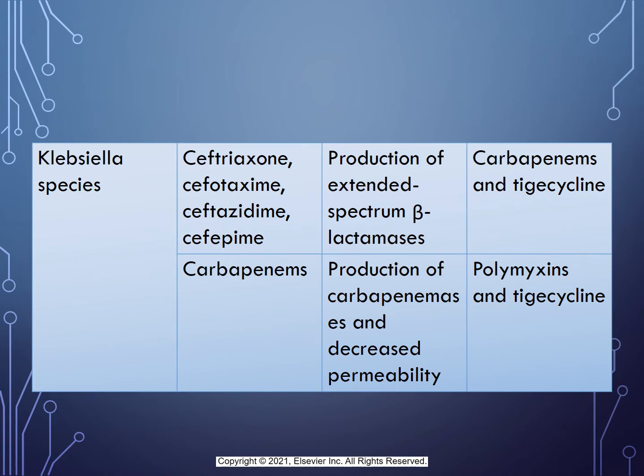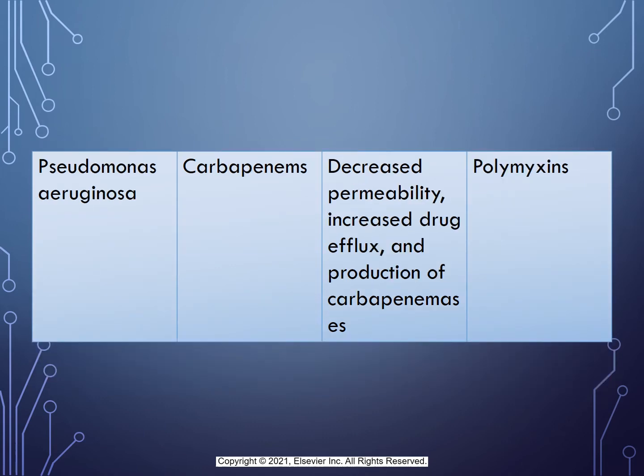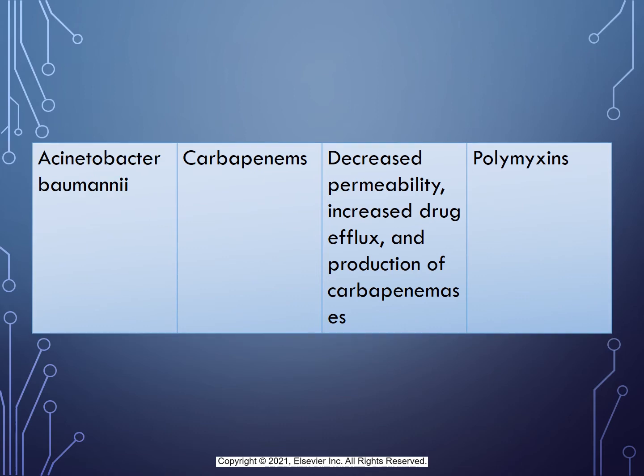Again, the first column describes the bacterium, which is the Klebsiella species. The second describes the resistant drug, third describes the resistant mechanism, and the last column describes alternative treatment options. Again, the first column describes the bacterium, Pseudomonas aeruginosa. The second describes the resistant drug, third describes the resistant mechanism, and the last describes alternative treatment options. The first column describes the bacterium, Acinetobacter baumannii. The second describes the resistant drug, the third describes the resistant mechanism, and the last column describes alternative treatment options.